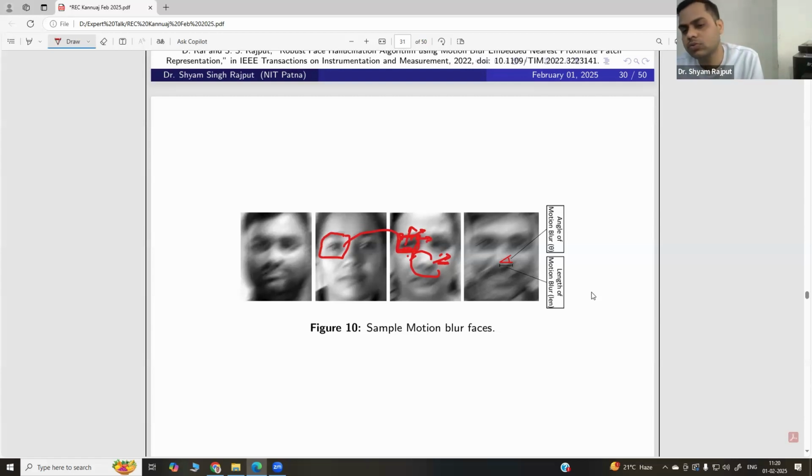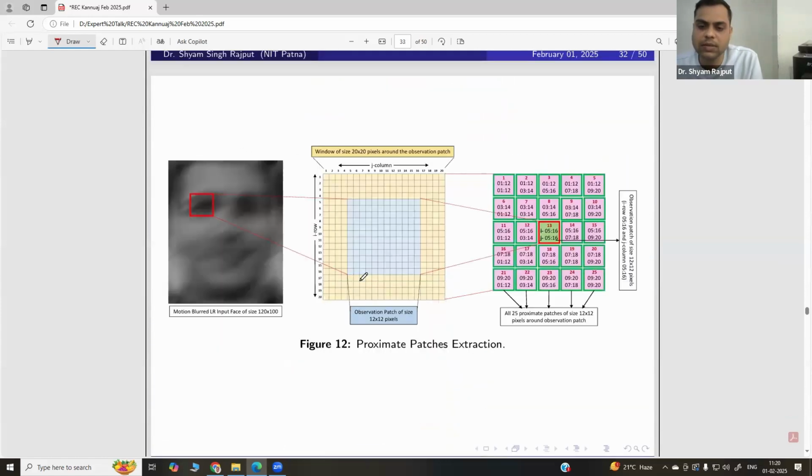To make the super resolution model robust to motion blur, we use the concept of proximate patches, not the position patch. So what are proximate patches? Instead of considering only the same position patch, we also consider surrounding patches, because the required information may be there due to the movement or motion. In the position patch methods, we consider only one patch, the same position patch. But due to the motion effect, the required information may be available in the surrounding patches. These are called the proximate patches.